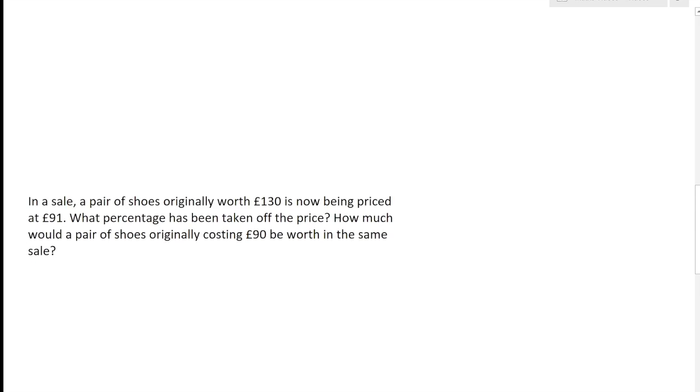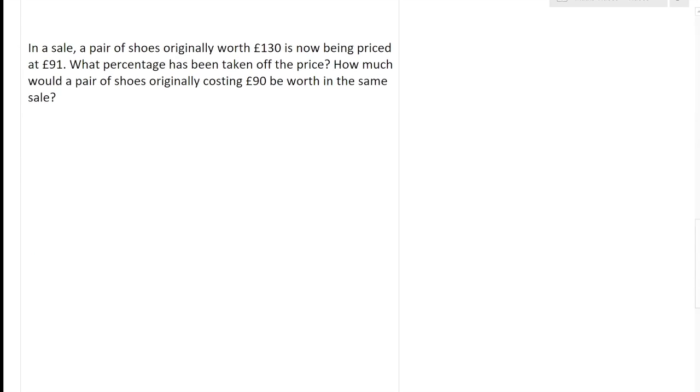So, one more question. In a sale, a pair of shoes originally worth £130 is now being priced at £91. What percentage has been taken off the price? And how much would a pair of shoes originally costing £90 be worth in the same sale? So here we can see we've got two questions. Before we move on to the second one, we'll start with the first one. Good place to start. So originally worth £130, now worth £91.